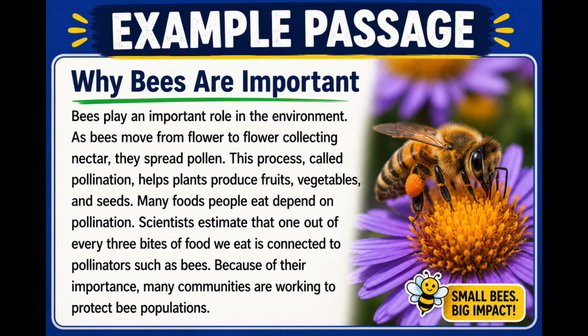This process, called pollination, helps plants produce fruits, vegetables, and seeds. Many foods people eat depend on pollination. Scientists estimate that 1 out of every 3 bites of food we eat is connected to pollinators such as bees. Because of their importance, many communities are working to protect bee populations.